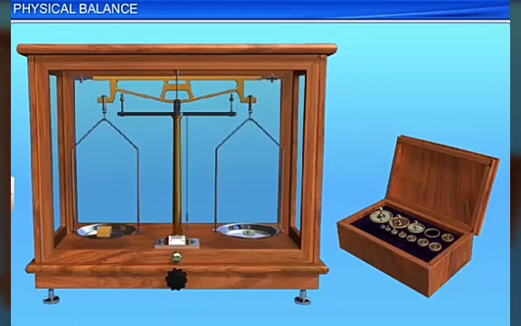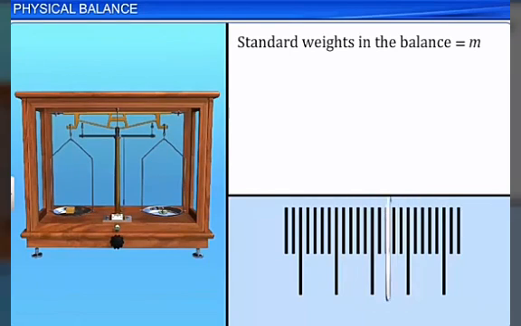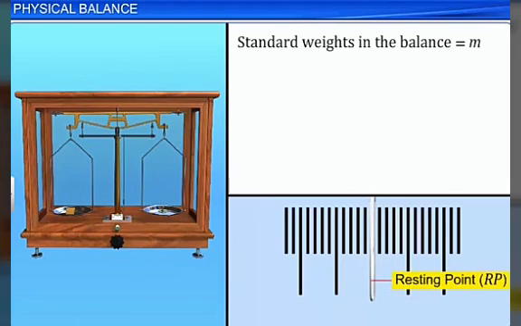When the beam is released, the pointer oscillates to about the same extent on either side of the zero resting point. Then, note the standard weights and find the resting point RP. If the resting point coincides with the zero resting point, then the mass at the resting point gives the correct mass of the body.